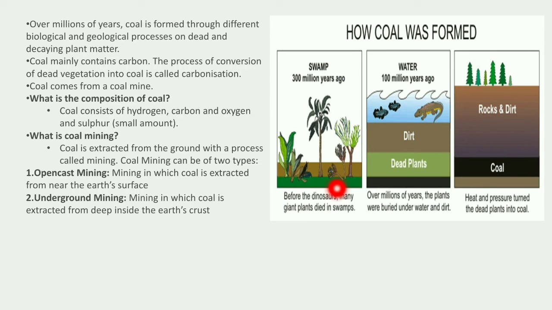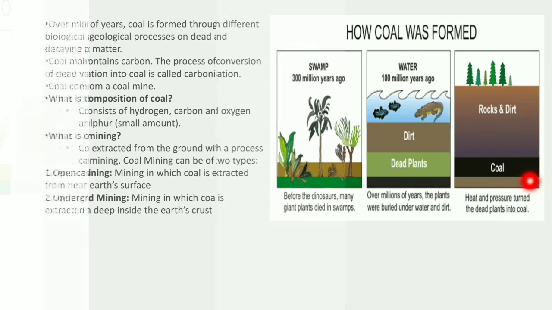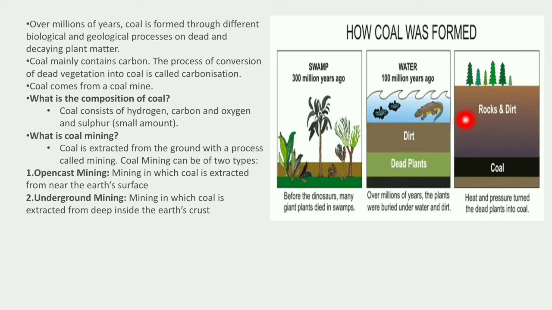So next one is, look at this picture, that there was a swamp 300 million years ago. Then what happened? Dinosaurs and many giant plants died in the swamps. Then water over 100 million years ago also deposited dirt over the dead plants and organisms. Then what happened? Due to heat and pressure, the rock and the dirt along with the dead organisms became compressed and they form the coal.